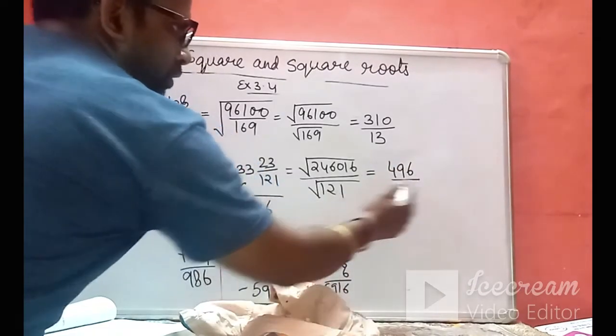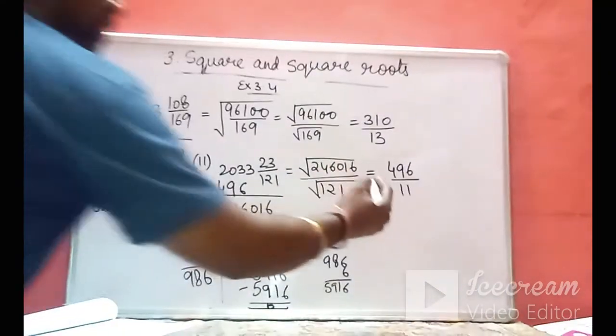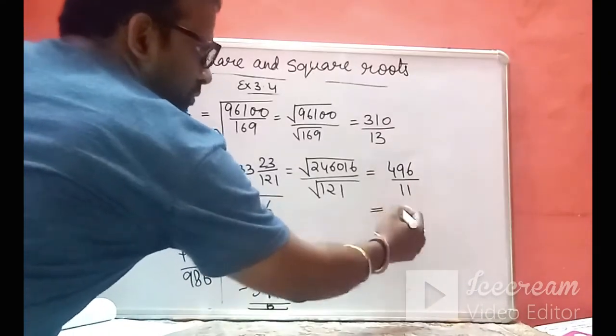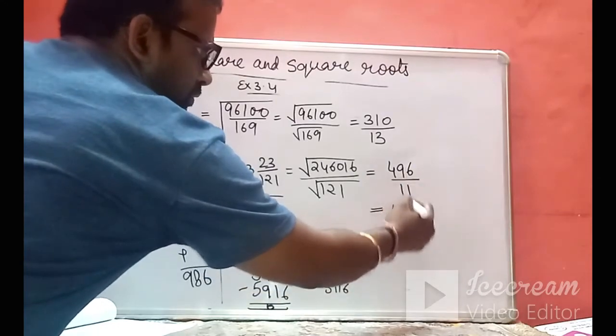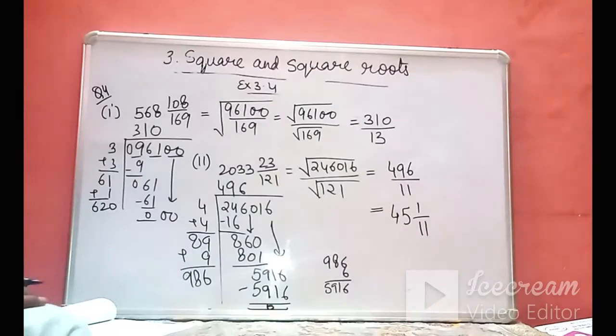And what is the square root of 121? 11. Okay, or if you want to change it into the mixed fraction, you can change it to 44. Okay, like this, you can write the answer also.